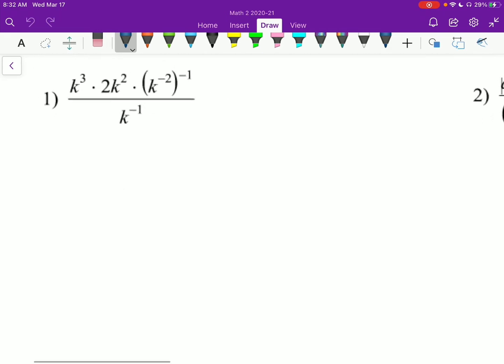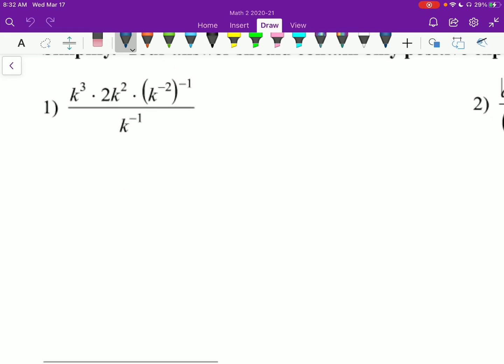So let's look at number one. There's all kinds of ways that you can start this problem. There's not one correct way to do it. A lot of the times, whenever I'm simplifying things with a lot of exponents, I look for the parentheses and I look for the negative exponents. In this case, we have parentheses on top, and then we have a negative exponent on bottom, and we also have negative exponents on top. So let's start off with the parentheses on top.